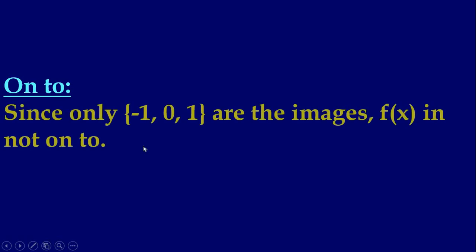So next we verify whether it is onto function. Since only -1, 0, 1 are images, f of x is not onto function. Now here only -1, 0, 1 are images, other numbers are not images. So therefore this function is not onto function.